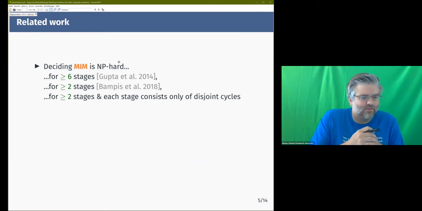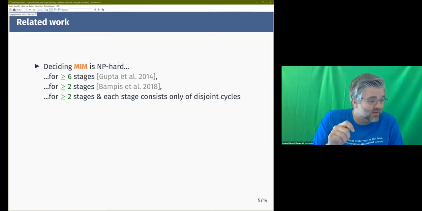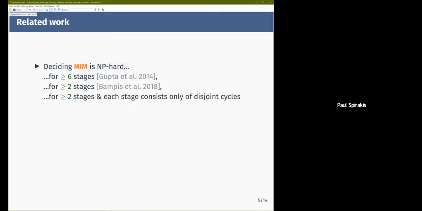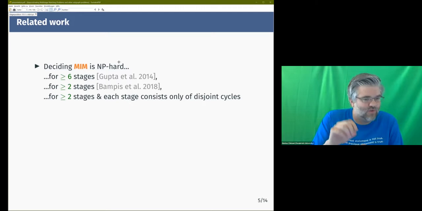You can deduce that for 6 stages and above, already for quite a couple of years. Bumpus et al. have shown that it suffices to have 2 stages at least, and it becomes hard. And we strengthen that a bit more by showing that actually 2 stages and maximum degree 2 in each stage is already enough, because each of these 2 stages will just consist of a set of disjoint cycles, and already then the problem turns out to be hard.